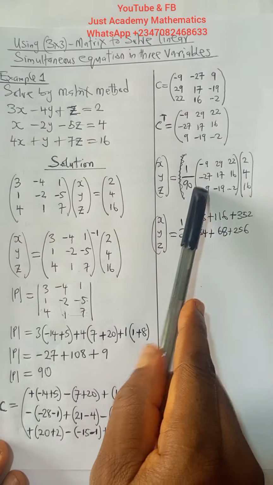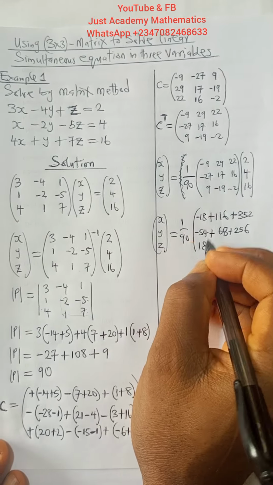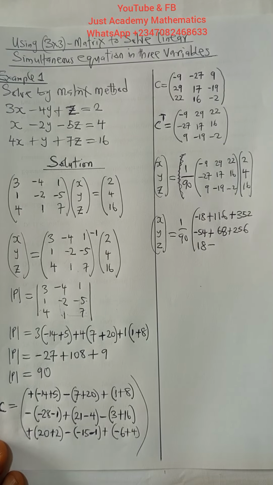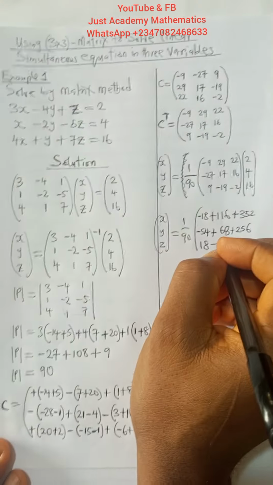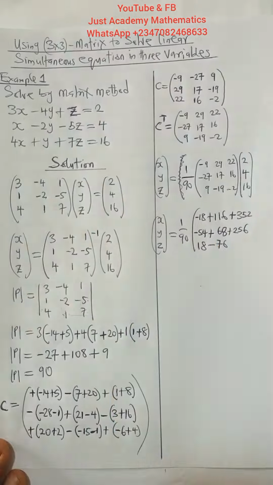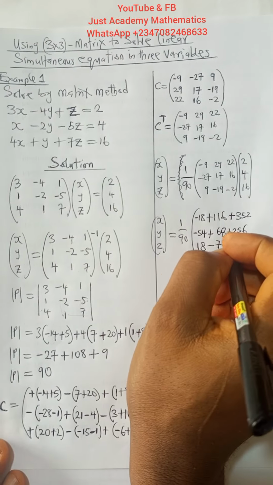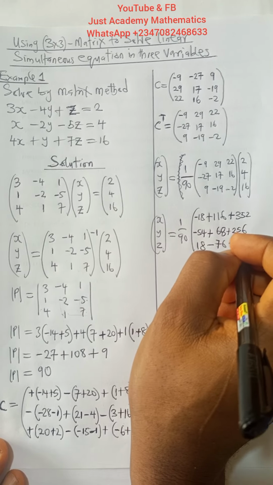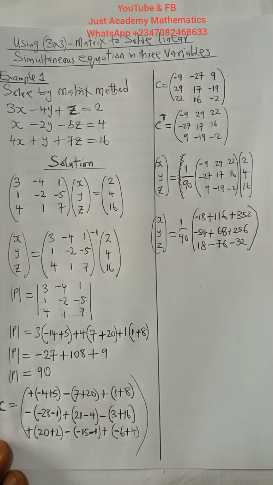So we'll go with the last one. 9 times 2 is 18. Minus 19 times 4. 19 times 4 is 76. Negative 76. And minus 2 times 16 will give us minus 32. So that is it. So we'll add up now.